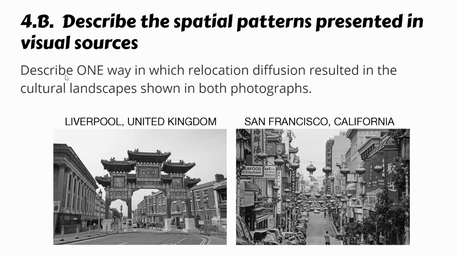And again, describe is just telling the characteristics of. So relocation diffusion results in the cultural landscape shown in both photographs because people from, this is of course China, in San Francisco, the same is true for Liverpool. People in China move and then they change the landscape to reflect their cultural values. This is relocation diffusion because by definition, relocation diffusion means that in order for the cultural trait to diffuse, the people have to take it with them, and that's how we see this.